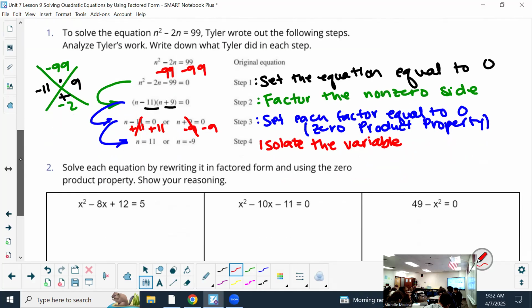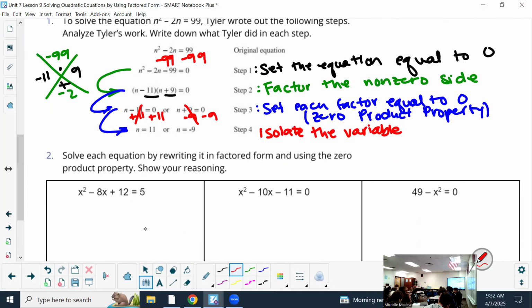So now you have 3 problems to try yourself using the steps we just wrote together. So make sure it's set equal to 0. If it's not, then set it equal to 0 yourself with your inverse operations. Factor the non-zero side. We learned how to do that last week. Set each factor equal to 0 and isolate the variable. I'm going to give you 5 minutes to try that before we go over it.